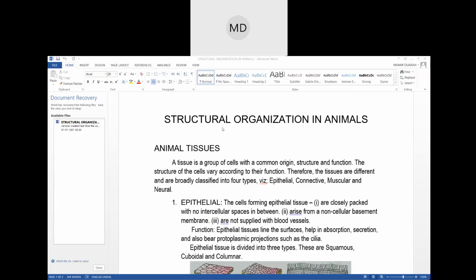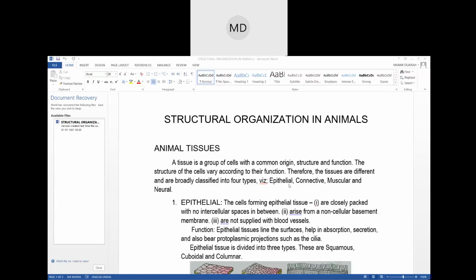Okay, so tissue, it is a group of cells. This is the definition for tissue. Tissue is a group of cells with common origin, structure and function. The tissues in animals are divided into four types: epithelial, connective, muscular, and neural. Four types of tissue. So first, we will discuss epithelial tissues.